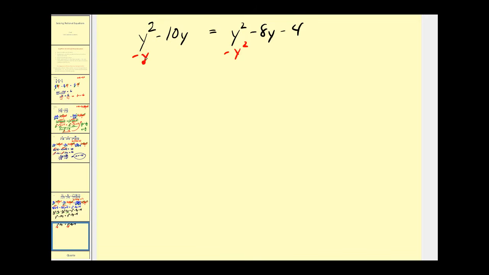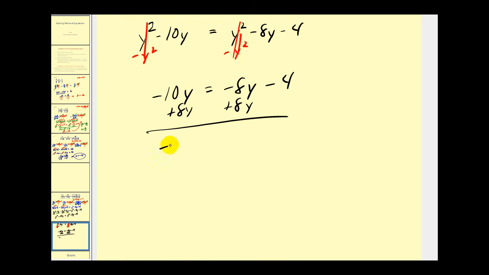Again, notice if we subtract y squared on both sides, the y squared terms are eliminated. So we're left with negative 10y equals negative 8y minus 4. Let's go ahead and add 8y to both sides. We have negative 2y equals negative 4 divided by negative 2. Looks like we have y equals positive 2.